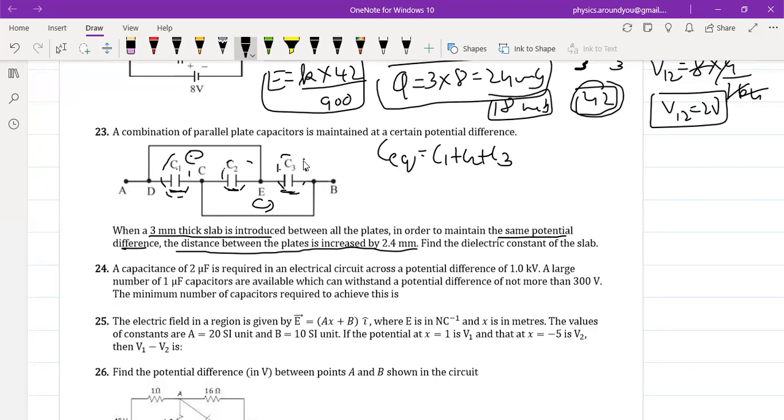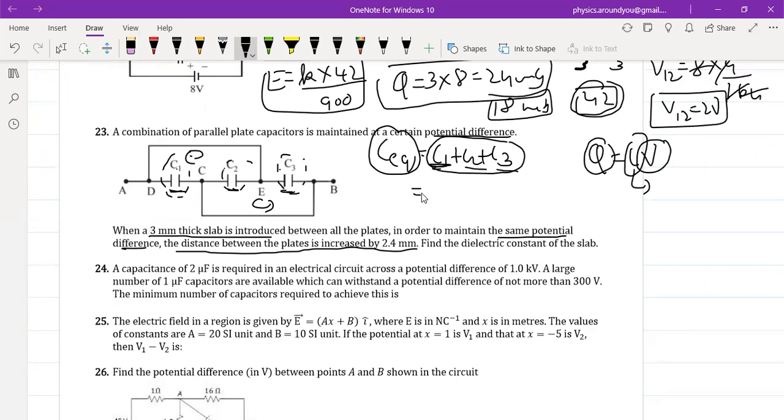Well, if the voltage hasn't changed, then nothing has changed for C equivalent. Remember, C equivalent depends only on C1, C2, C3. We know Q equal to CV, right? And we have maintained it constant. In this setup, it's maintained at a certain potential difference, and Q is also constant. So if I introduce a dielectric and do anything with it, then individual C has to be the same. So capacitances have to stay the same, or the equivalent capacitance of C1, C2, C3 after introducing the 3 mm thick slab has to be the same.